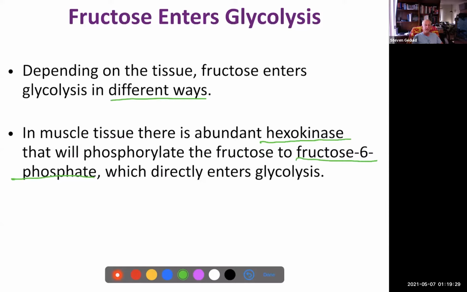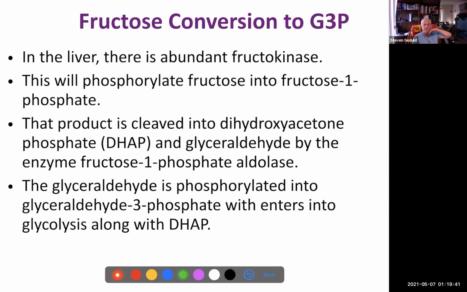The advantage of that is muscle cells need a lot of energy. Okay, and then the fructose 6-phosphate can directly enter glycolysis and be broken down to produce energy. So it saves some steps. Fructose conversion to glyceraldehyde 3-phosphate. In the liver, there's an abundance of what's called fructokinase. Okay? This will phosphorylate fructose into fructose 1-phosphate.